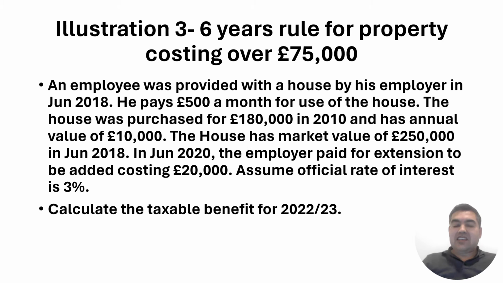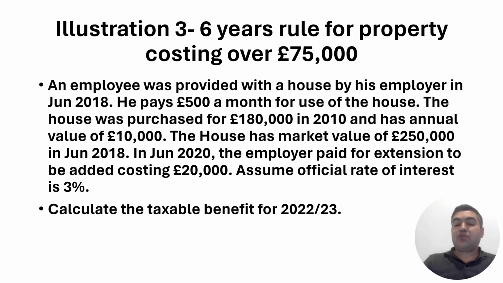Now, this is illustration 3 explaining the 6-year rule for property costing over 75,000. An employee was provided with a house by his employer in June 2018. He pays £500 a month for use of the house. The house was purchased for 180,000 in 2010 and has an annual value of 10,000. The house had a market value of 250,000 in June 2018. In June 2020, the employer paid for an extension to be added costing 20,000. Assume the official rate of interest is 3%. Calculate the taxable benefit for 2022-23.